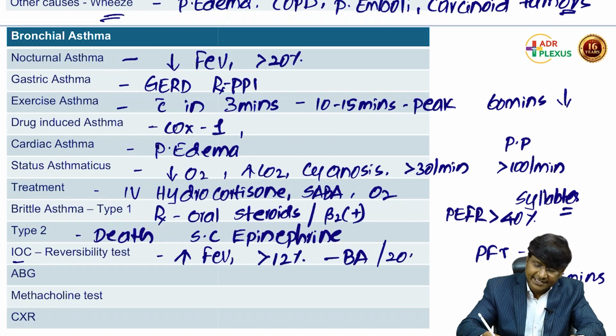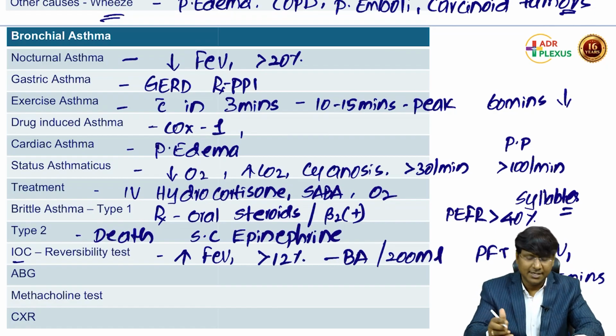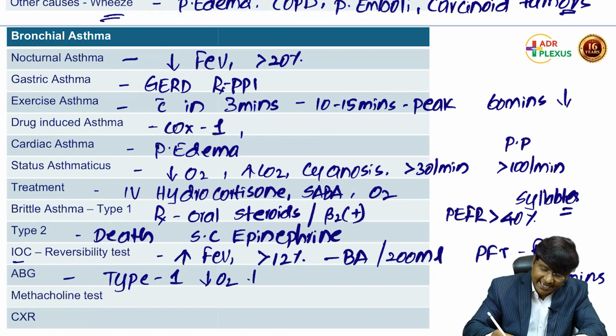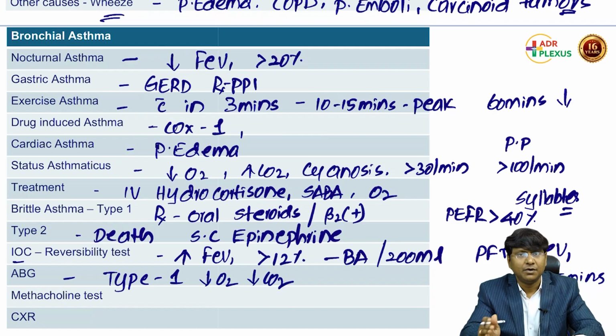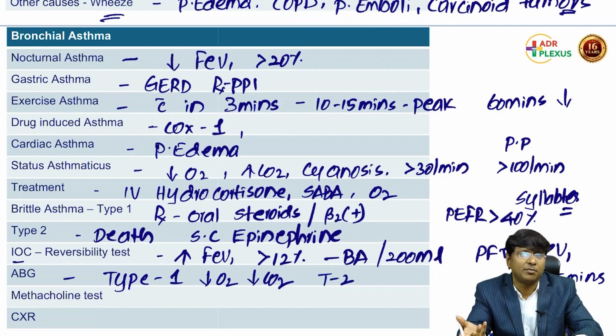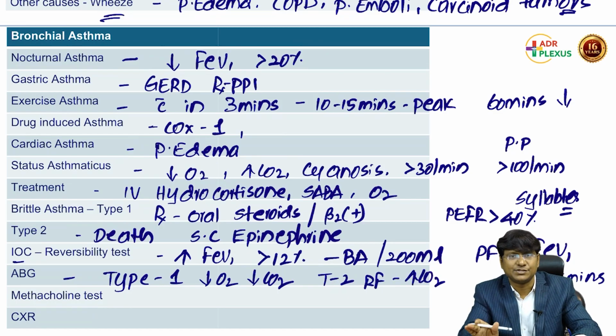Or the increase in FEV1 should be 200 ml, right? It should be an increase of 200 ml. And when you do an ABG, in case of a mild to moderate form of asthma, there will be type 1 respiratory failure, where they will have hypoxia as well as hypocapnia. Whereas in case of a severe or very severe form of bronchial asthma, they will have type 2 respiratory failure, where there will be hypercapnia causing respiratory acidosis.